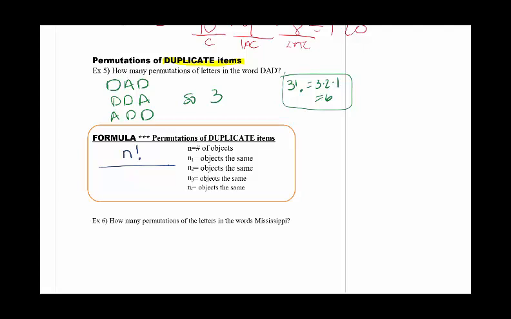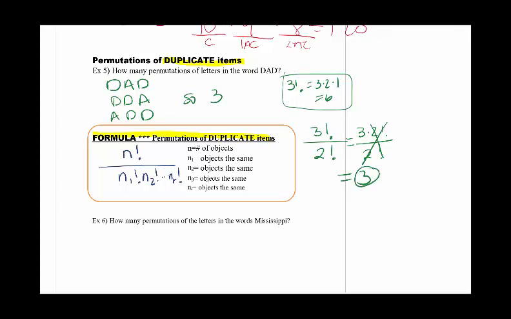So what I mean by that, in this word, dad, we have the letters D and A. D repeats. It repeats twice. So that would be our n1. If we had another letter, we would do n2 all the way to nr factorial. So this is our other formula. For this problem that we just did, we would have started with 3 factorial, and only D repeats, so we would have 2 factorial on the bottom. That would be 3 times 2 factorial over 2 factorial. Those cancel, and we're left with 3.